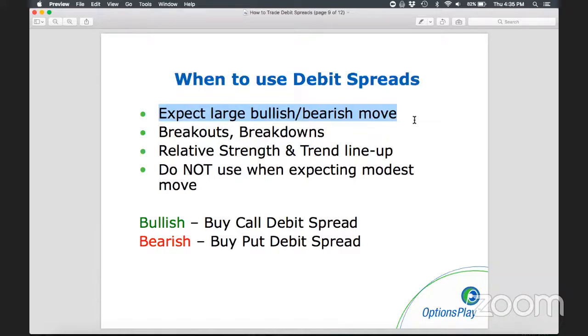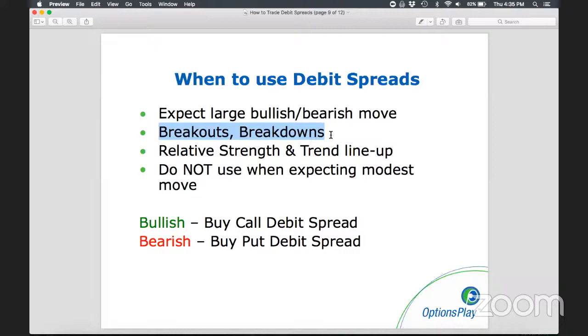This could be a stock bouncing off of support or resistance. This could be a technical breakout. However you go about using your analysis, this is only a strategy that you should use when you expect a large move. So this could be breakouts or breakdowns.